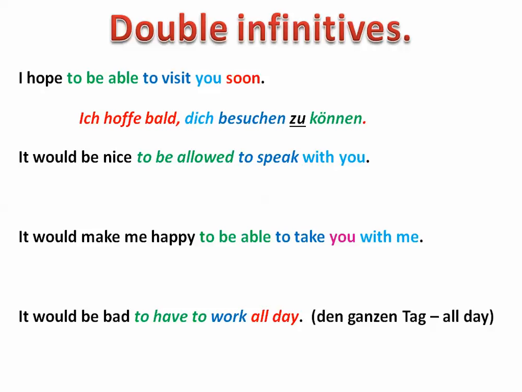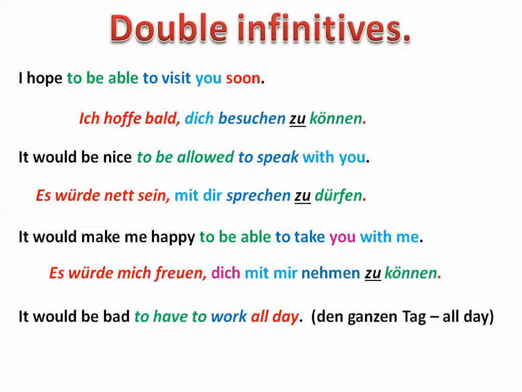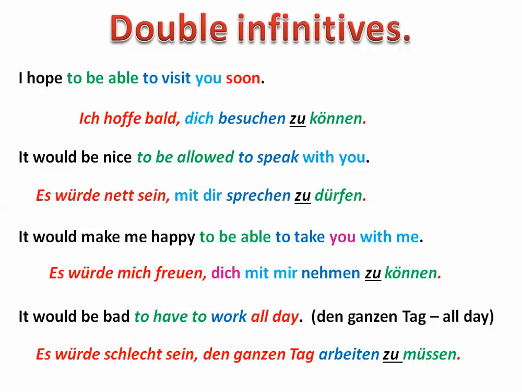It would be nice to be allowed to speak with you. Es würde nett sein, mit dir sprechen zu dürfen. It would make me happy to be able to take you with me. Es würde mich freuen, dich mit mir nehmen zu können. Or it would be bad to have to work all day. Es würde schlecht sein, den ganzen Tag arbeiten zu müssen. So these are just some examples of where you might run into double infinitives using a modal verb. And literally it's not perhaps considered a double infinitive, but rather a modal verb used with an infinitive phrase.